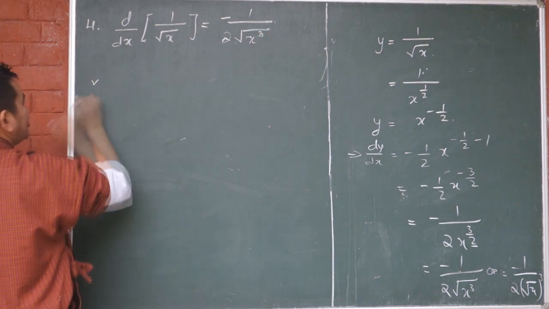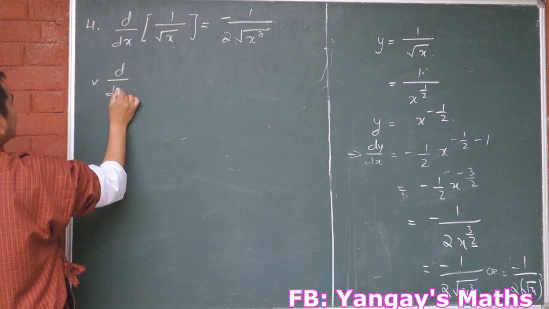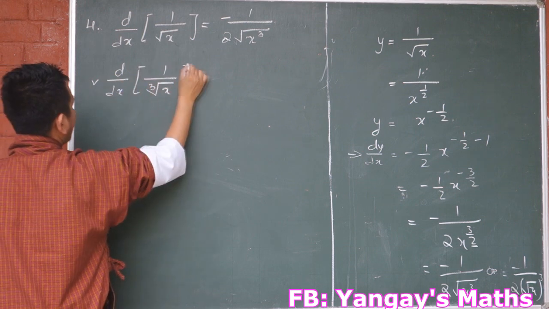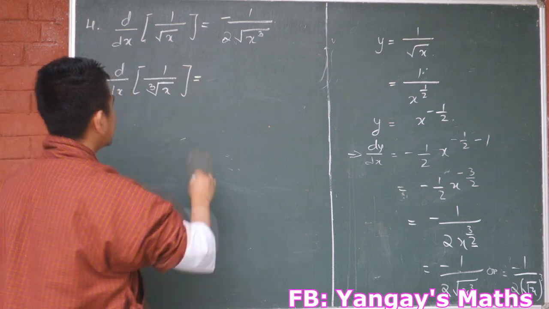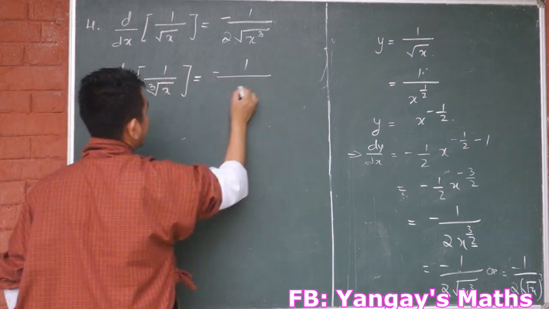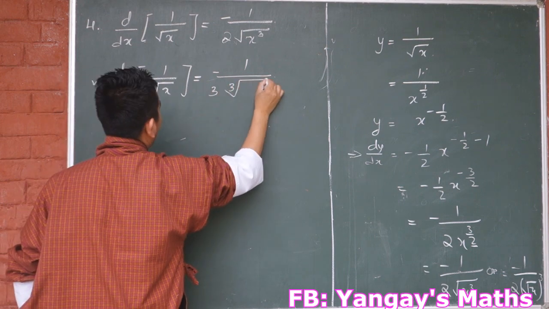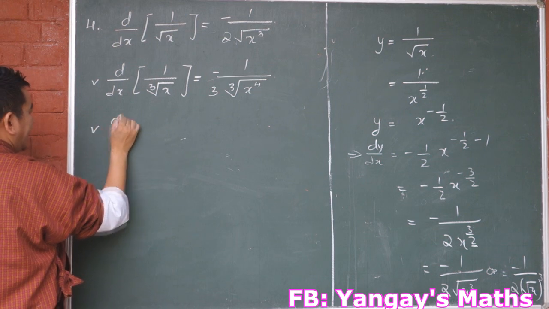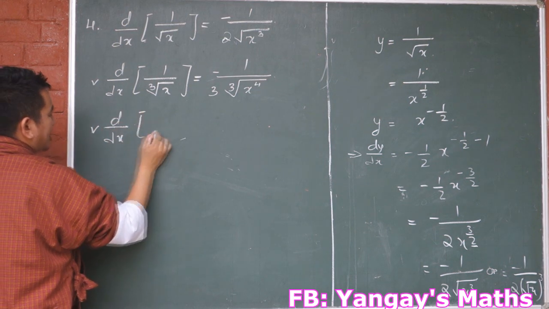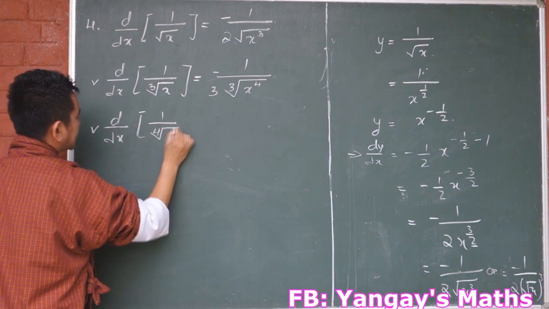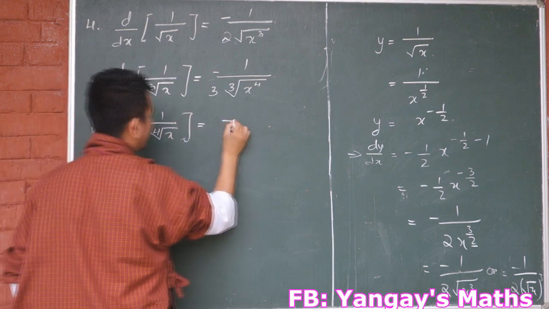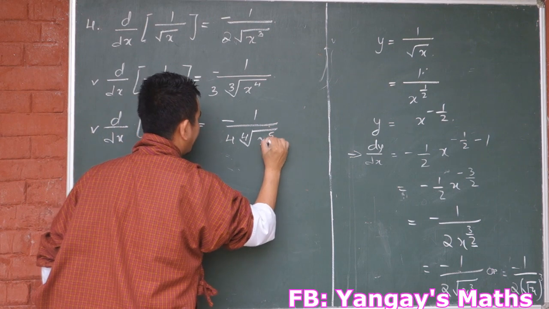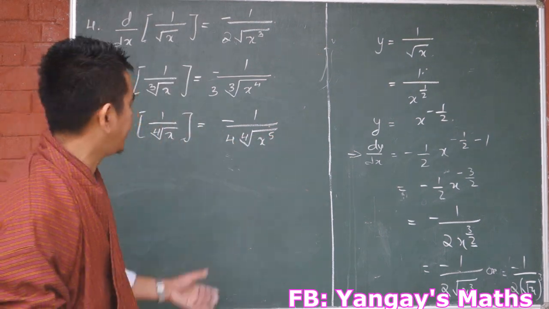Similarly, let's try to get the pattern now. Differentiation of 1 by cube root of x. See this? Negative 1 by 3 cube root of x raised to power 4. Again, d by dx of 1 by 4th root of x is equivalent to negative 1 by 4 times 4th root of x raised to power 5. Try to get these special cases, please, okay?